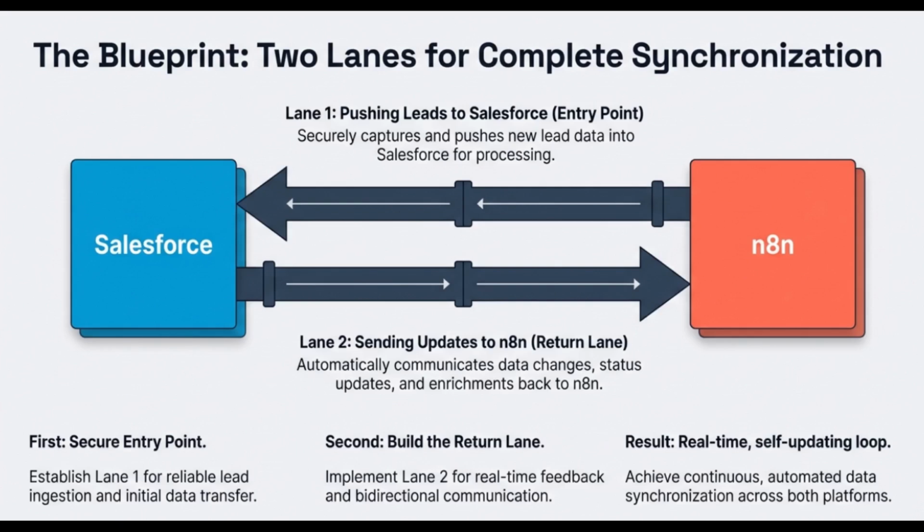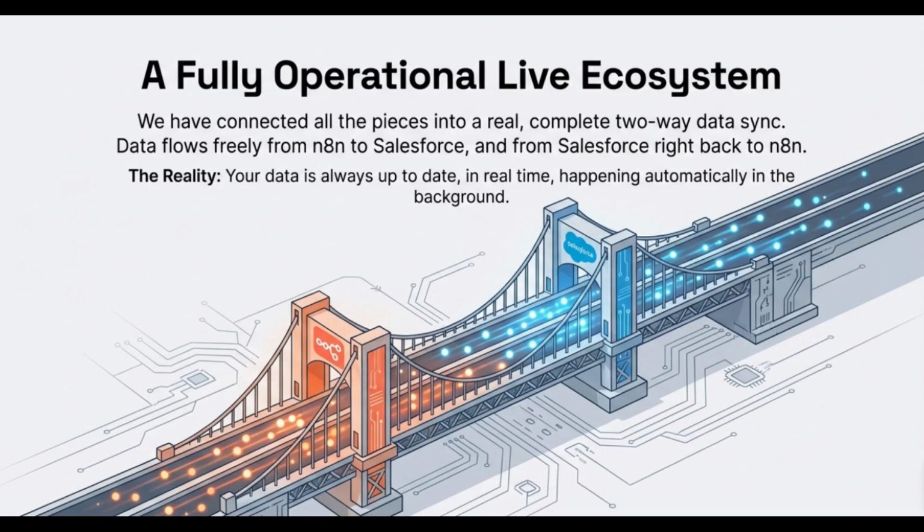First, we are going to crack open Salesforce and set up a secure entry point. Then we'll build the first lane of our bridge to push leads from n8n to Salesforce. After that, we'll build the return lane so Salesforce can send updates right back to n8n. And by the end, we'll have a fully operational live automation bridge.